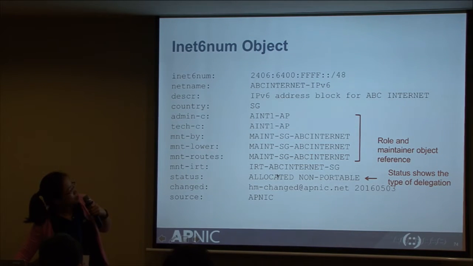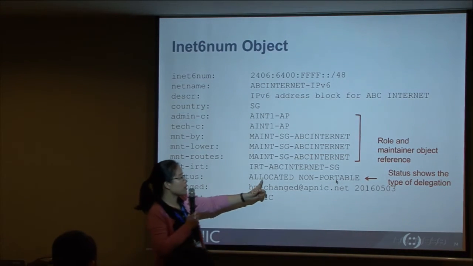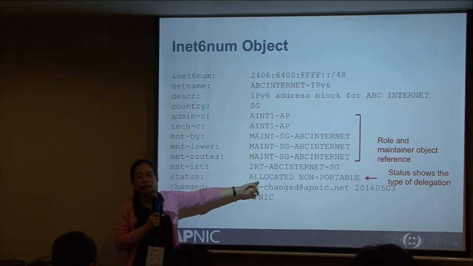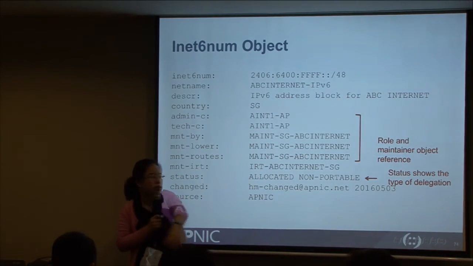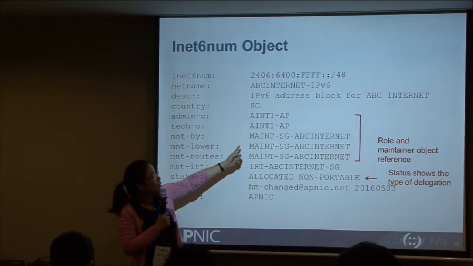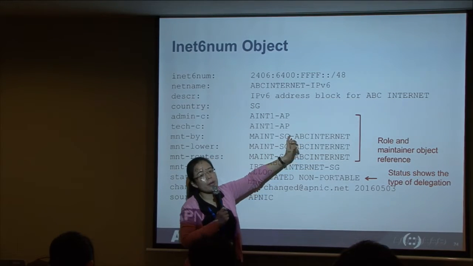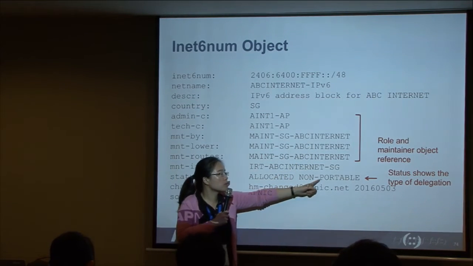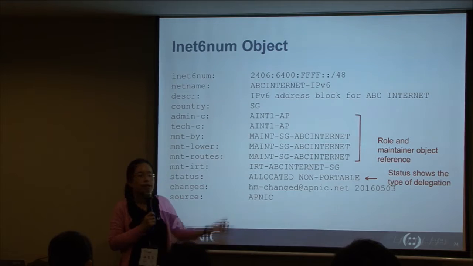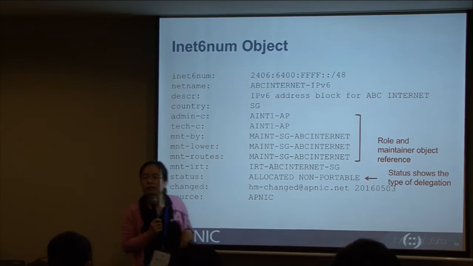Okay, IPv6. And the status is allocated-portable. I hope you still remember I have explained allocated. Allocated for further distribution. And the portable: this block is from one ISP, from ABC Internet. It's not from APNIC directly. So this is portable. So these are the statuses of this resource.